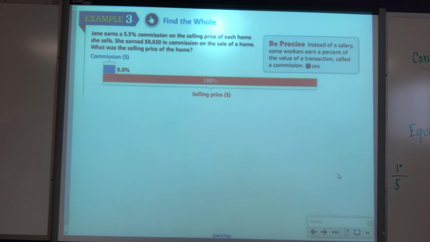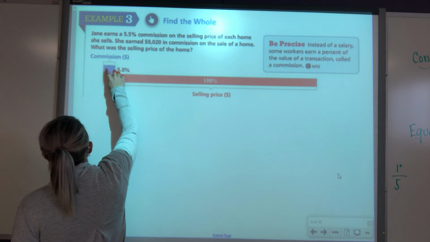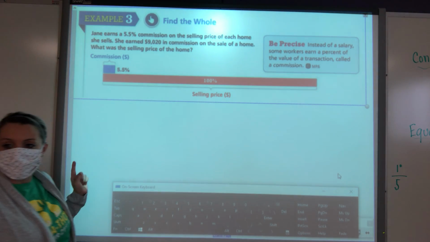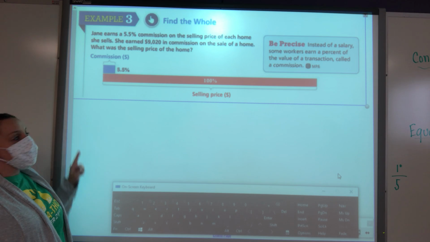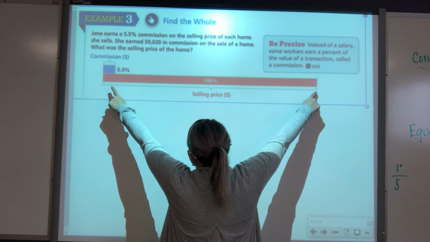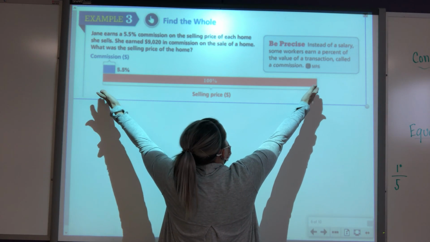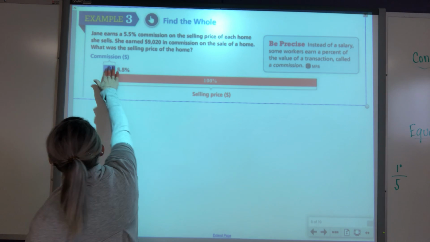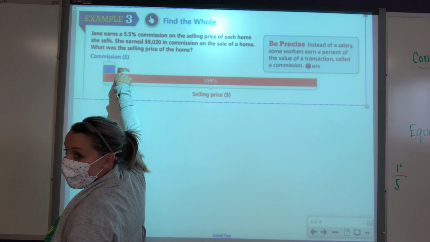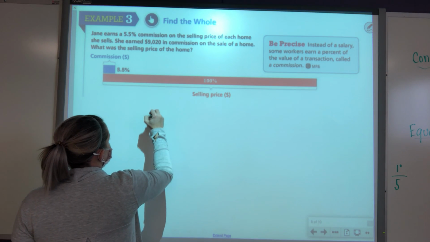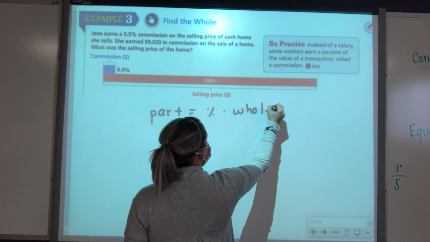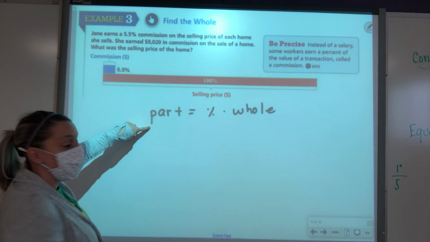So Jane earns this much on this value of the house. Is that very much? No. So what would this be considered? The price of the house. Okay, but in our percent equation, what would this be considered? The whole, right? And then this would be considered the part. So if we're looking at part is equal to the percent times the whole, the part is actually her commission.